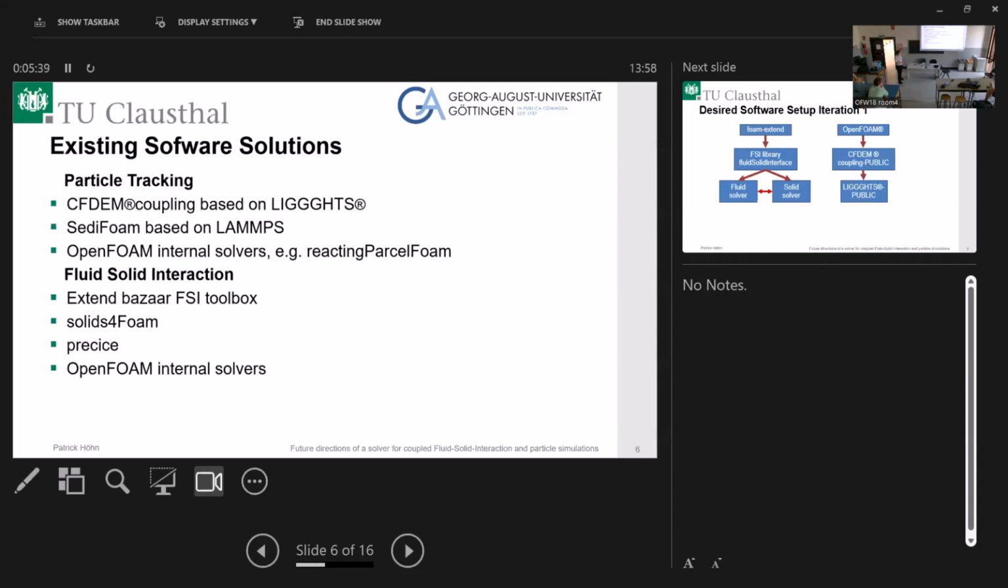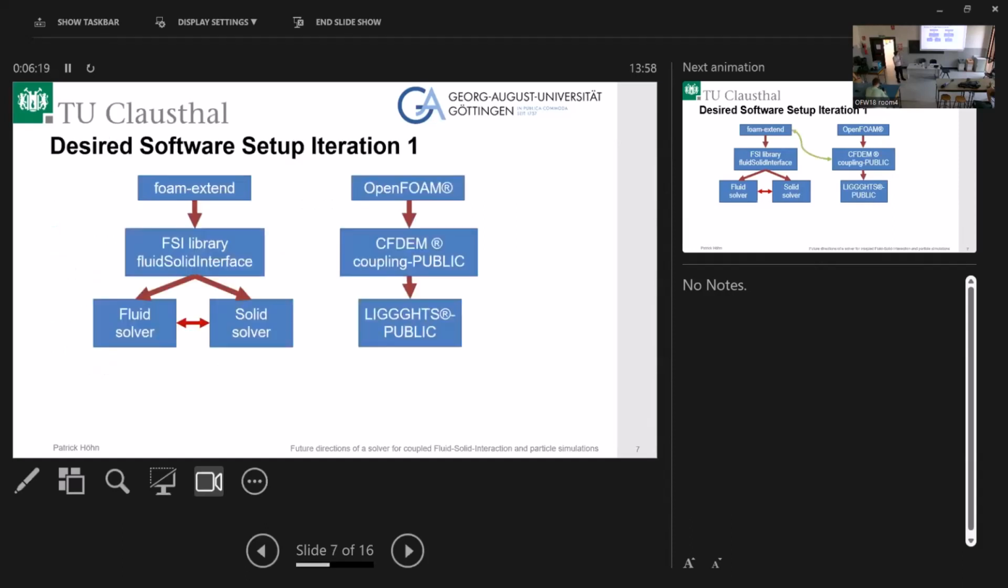For the fluid-structure interaction, there I was more adventurous. At first, I started with an FSI toolbox from the Extend cluster. Then, after 1 year, because it was no longer maintained and there's a successor, solids4foam, I switched over to that. And now, looking back, I would switch again over to preCICE. And of course, besides that, there are also OpenFOAM internal solvers, which I did not consider. So basically, I'm moving all the way from top to bottom here, and also for the future.